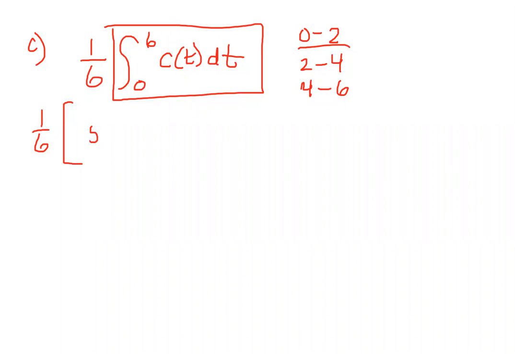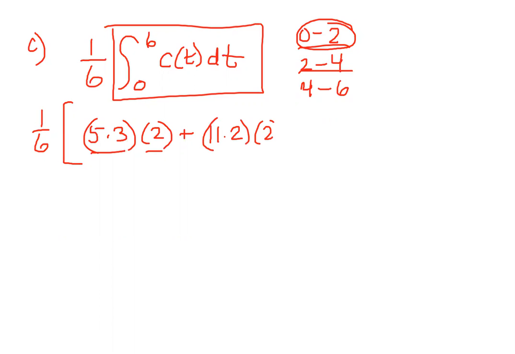is 5.3, and then the length of this interval, which is 2, because we're taking areas of rectangles. This is the height, and this is the length, or the width of the rectangle. And then the next one, the height is going to be halfway between 2 and 4, which is at 3. And that one is also 2. They're all going to be 2 because it told us equal length. And then we're going to take halfway between 4 and 6, which is at t equals 5. And that is 13.8. And we're going to add all of these up.